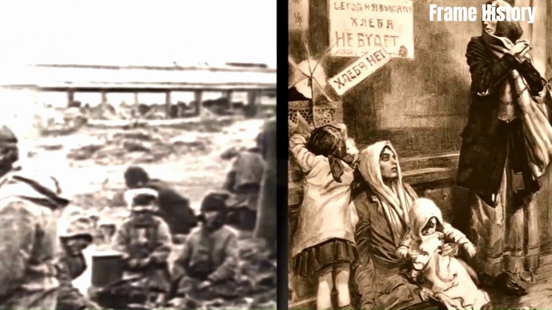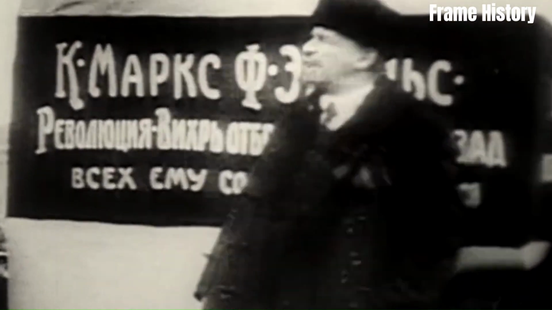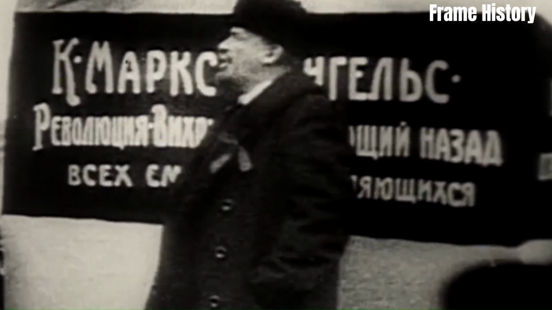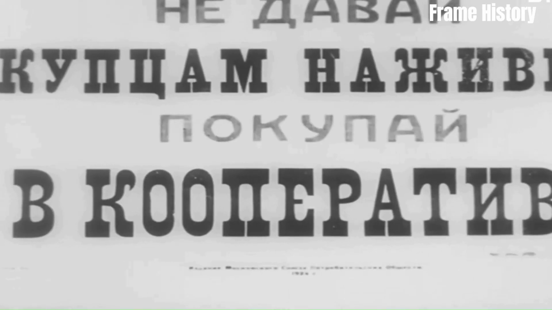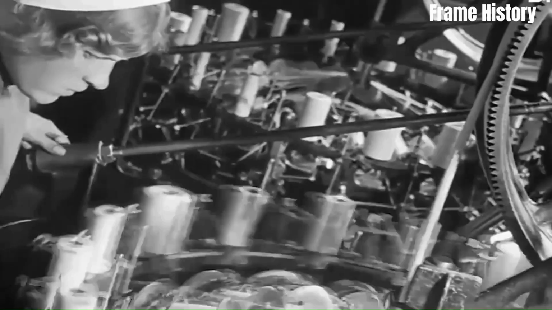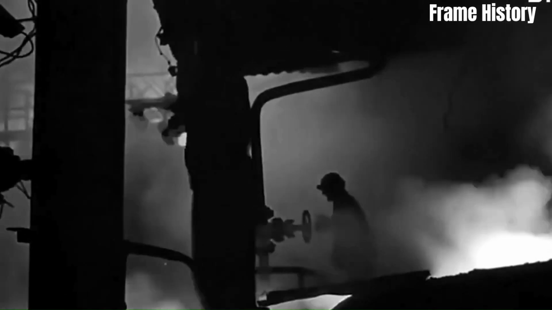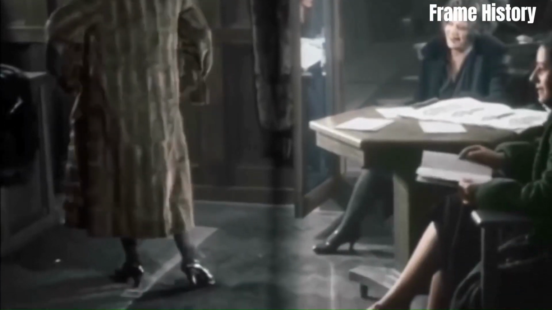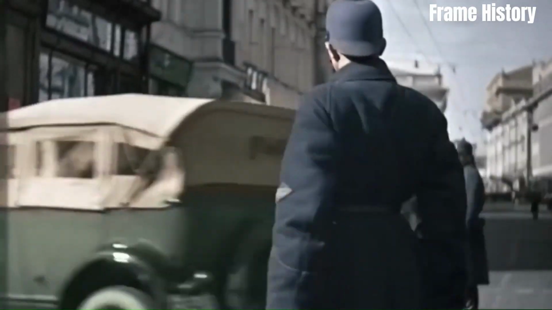In response to these challenges, Lenin implemented a series of policies aimed at revitalizing the economy and stabilizing the country. These policies, collectively known as the New Economic Policy, allowed for limited capitalism and private enterprise, while maintaining state control over key industries. The NEP proved successful in reviving the economy, but it also led to tensions within the Bolshevik Party, as some members felt that it represented a betrayal of socialist principles. These tensions came to a head in 1924, when Lenin died, leaving a power vacuum.